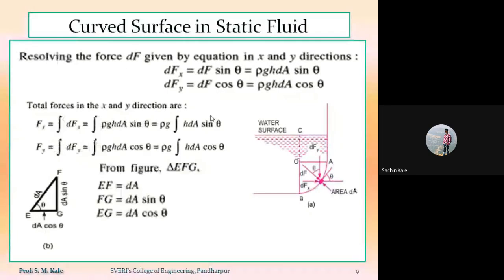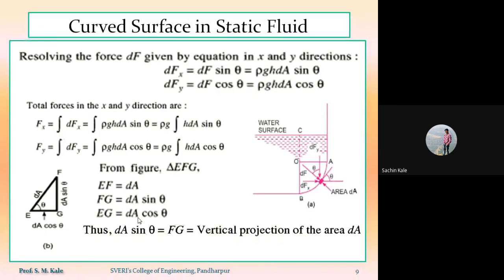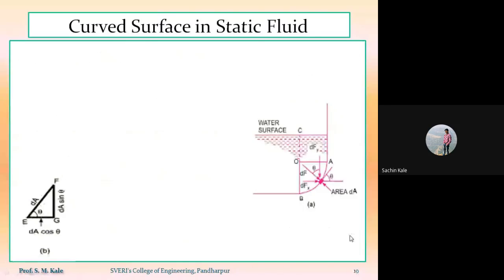As from this area diagram we are getting that EF is equal to dA, FG is equal to dA sin theta, EG is equal to dA cos theta. So here dA sin theta is nothing but FG, which is nothing but vertical projection of area dA.